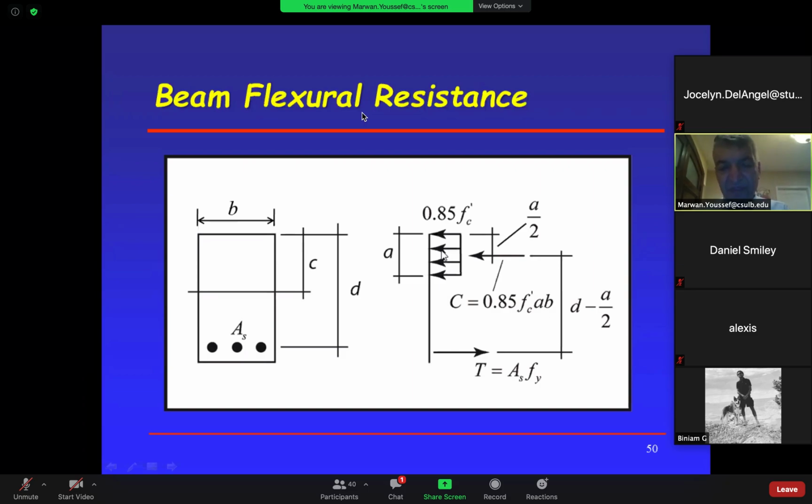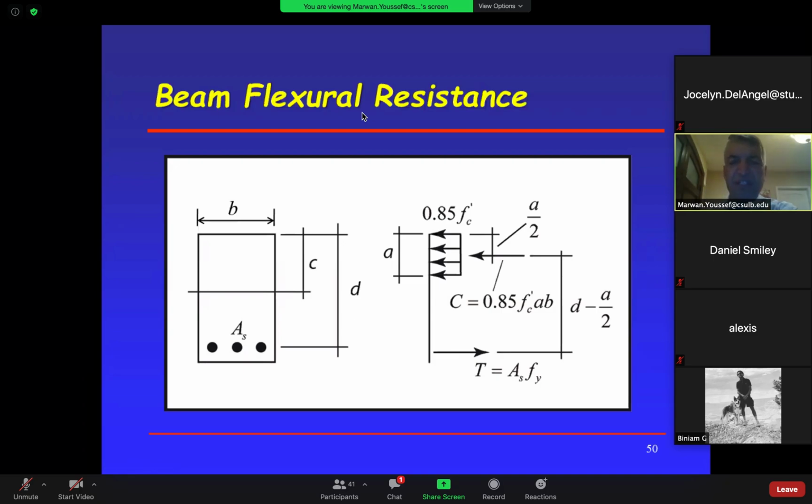Now, this force is applied along the width of the beam, so we have to multiply by b right here to get the compression force. So it's 0.85 f prime c times A times the width of the beam b, and that's what force C is. Where does that resultant act? The resultant acts at the centroid of this area, which is the middle of it. Statics again. So if this is A, the resultant is A over 2 from the edge. All right, any question on that?